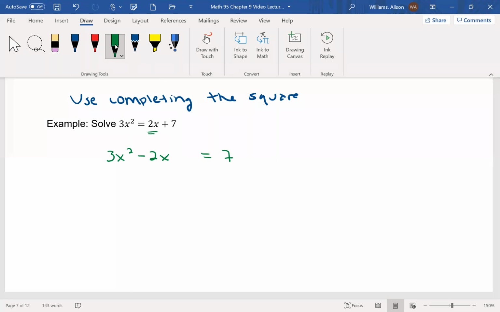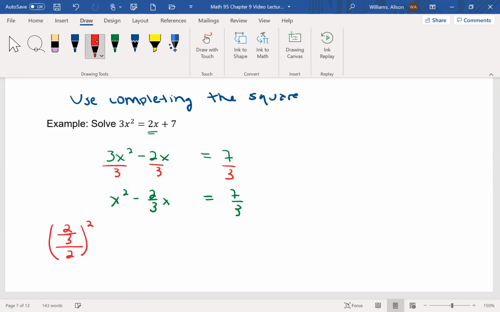Okay, so A is not 1, it's a 3, which means I'm going to have to divide everything by 3. And as you can see, this just got really gross really fast. All right. Now, I take the B term and I'm going to divide it by 2 and then square it. Okay, well, that looks horrifying.